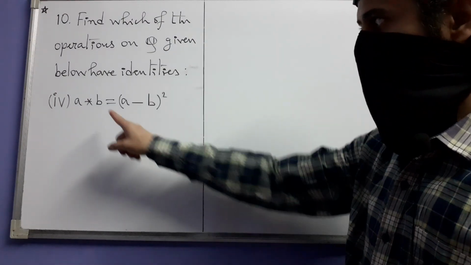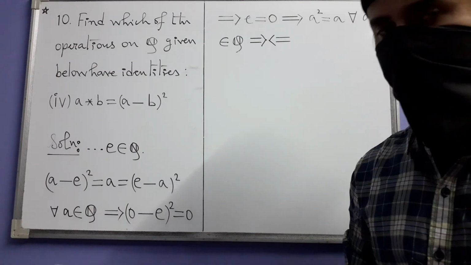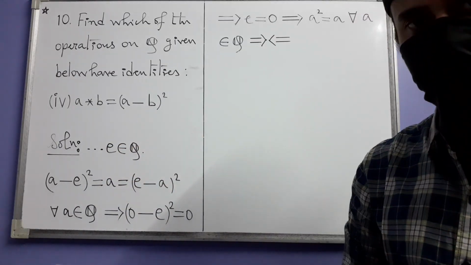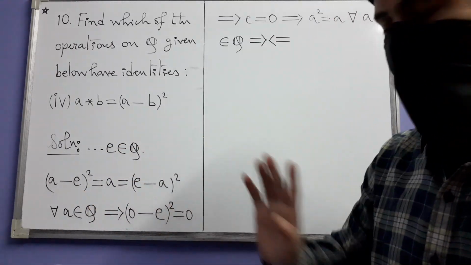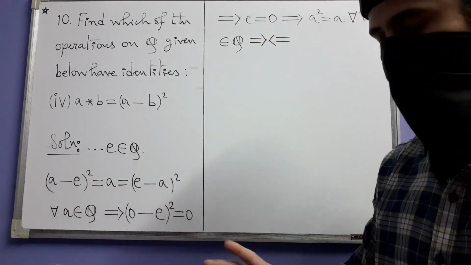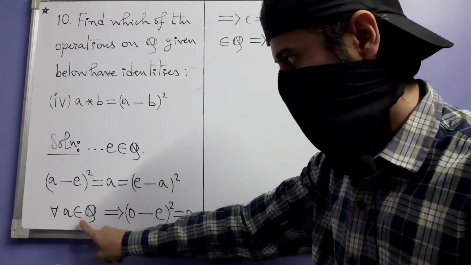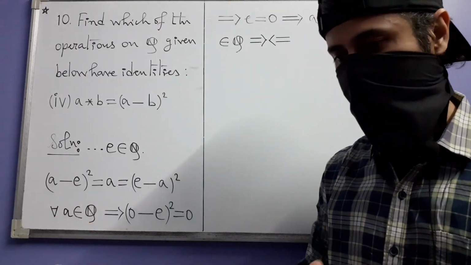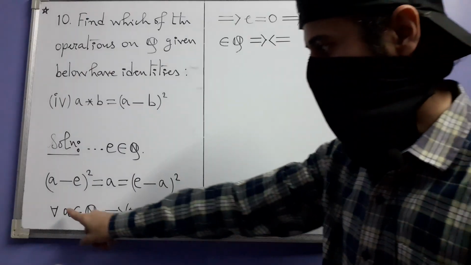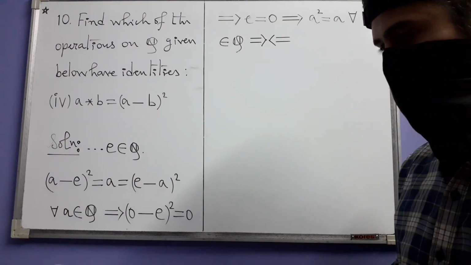In part 4, A star B is the square of A minus B. Solution: this time we are even more brief. So suppose there is an identity E in Q. Then this condition is true. This is A star E and this is E star A. In this case, both are equal, and that is equal to A for all A belonging to Q. This symbol stands for the phrase "for all." Okay, it's a symbol from mathematical logic. It looks kind of upside down capital A. You can use it if you want.